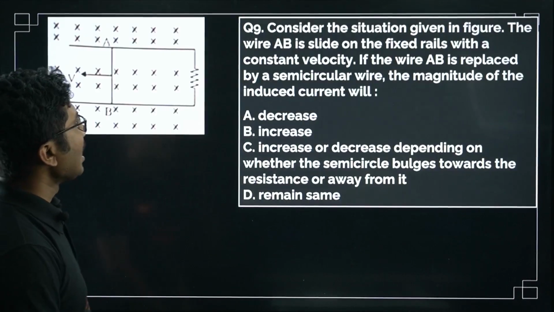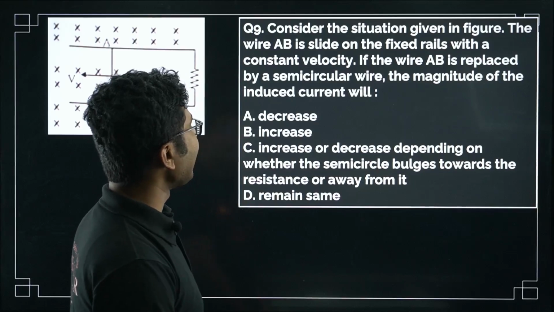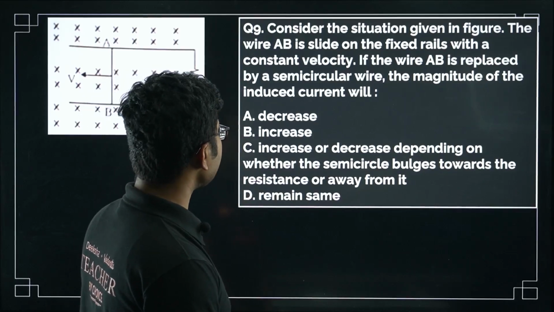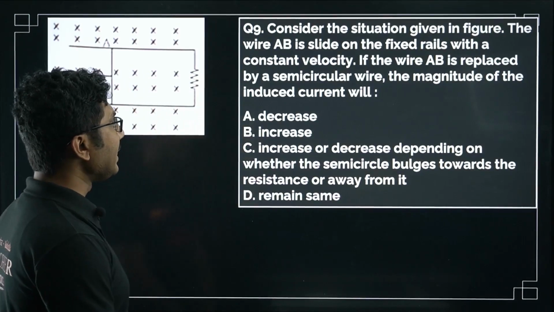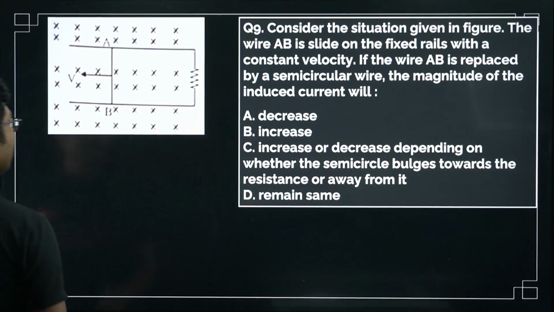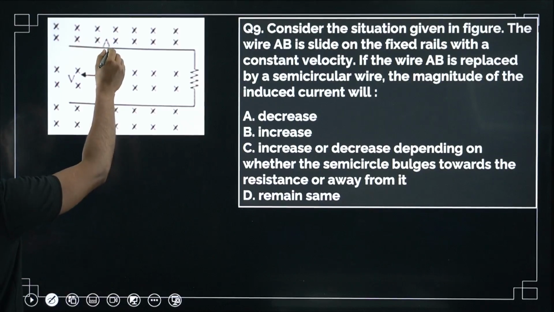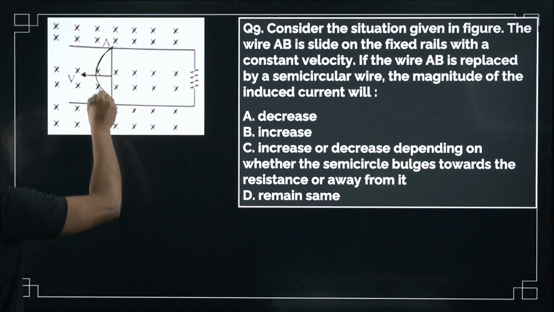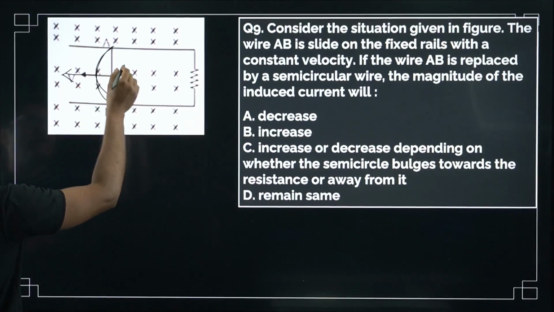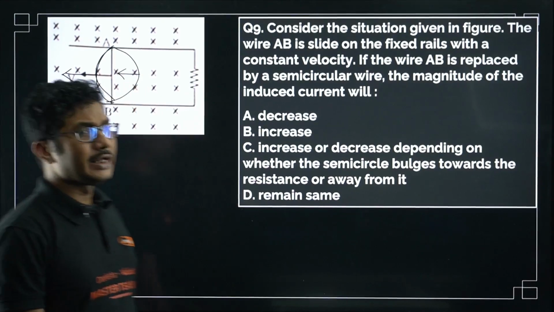Next question, consider the situation given in the figure. The wire AB slides on the fixed rails with a constant velocity. If the wire AB is represented by a semicircular wire, the magnitude of the induced current will be. So as you can see, this is a very common diagram. Now instead of this rod, if the wire is semicircular, okay, either this way or this way, then what will happen to the induced EMF?